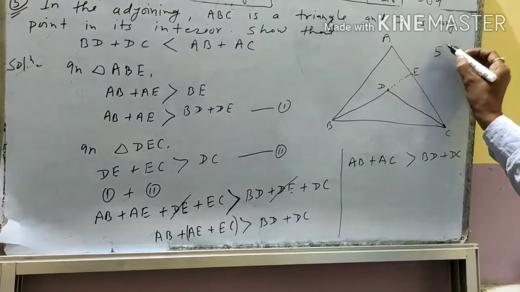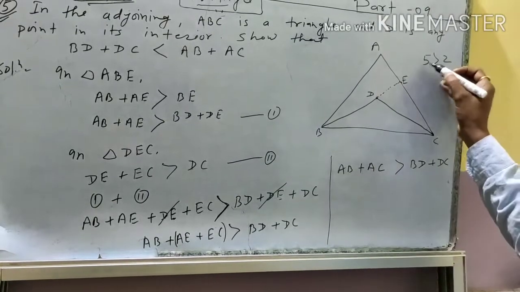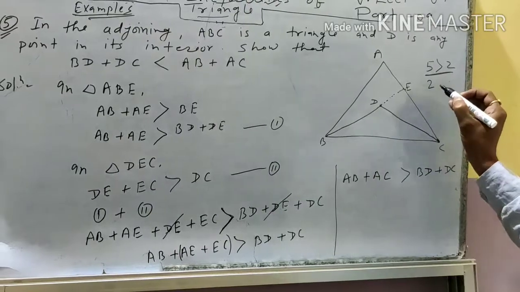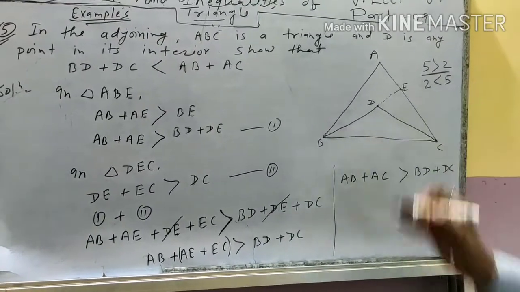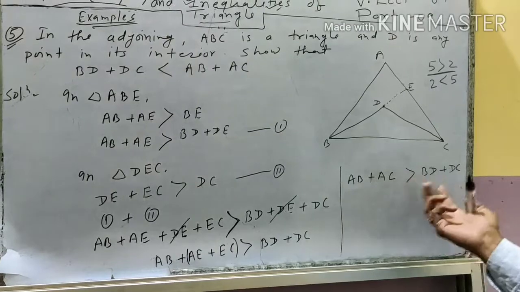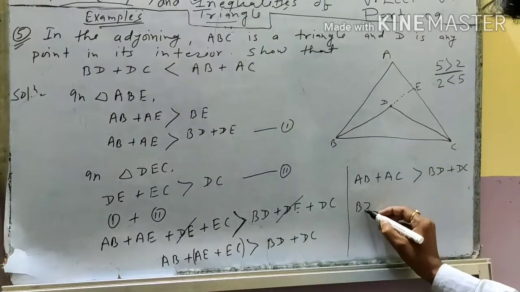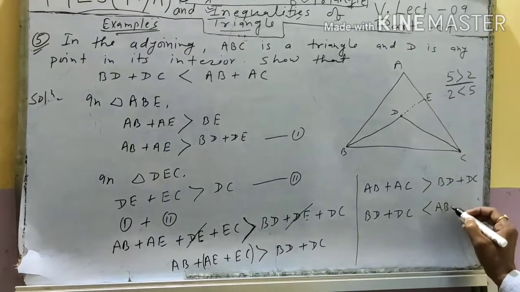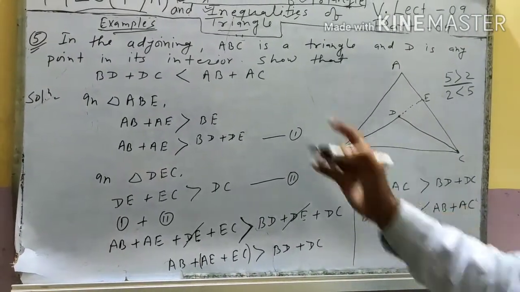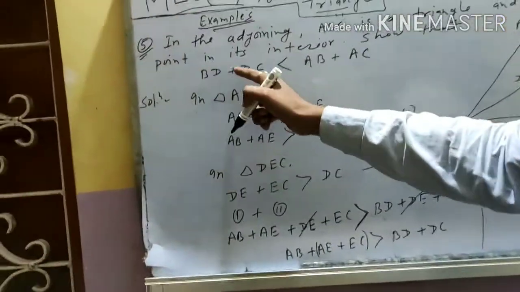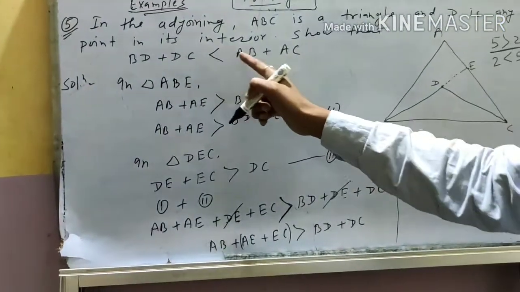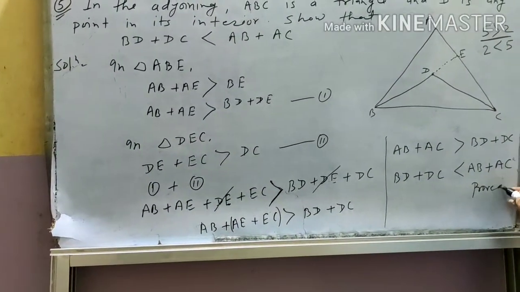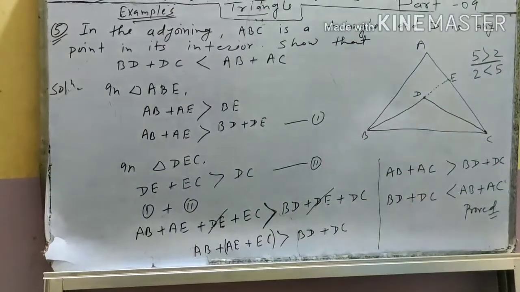Suppose student 5 is greater than 2. This is the right equation, 5 is greater than 2. So we can write in another way, 2 is less than 5. Yes or no? So in this case, we can write here BD plus DC is less than AB plus AC. Look at the question here, student. BD plus DC is less than AB plus AC. This is your proof. Okay, student. I hope you will understand this question.